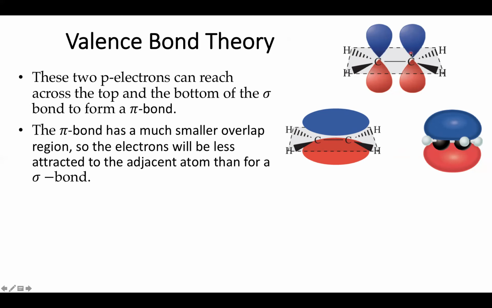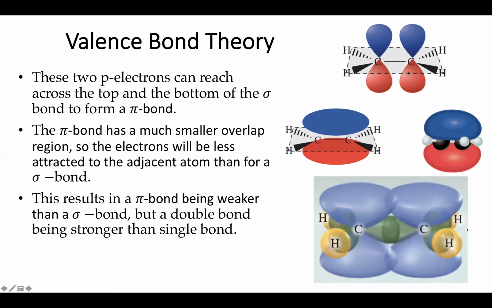Neither one's that good, but there is enough overlap here that it will help pull these 2 atoms together. And as a result, what we form is this pi bond, which is going to be much weaker than our sigma bond, but our double bond as a whole is much stronger than a single bond. So pi bonds are weaker than sigma bonds, but a double bond is essentially a sigma bond plus a little.